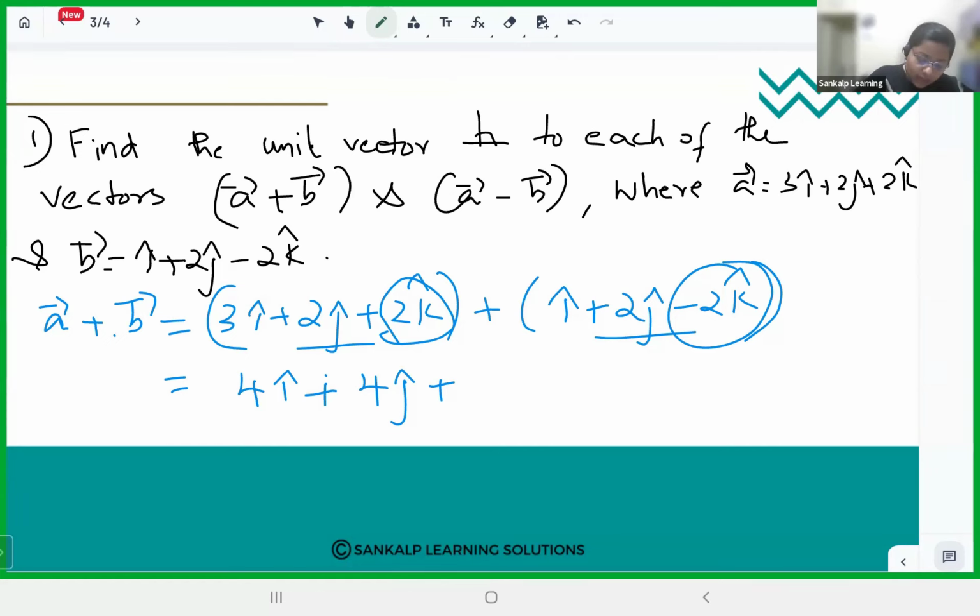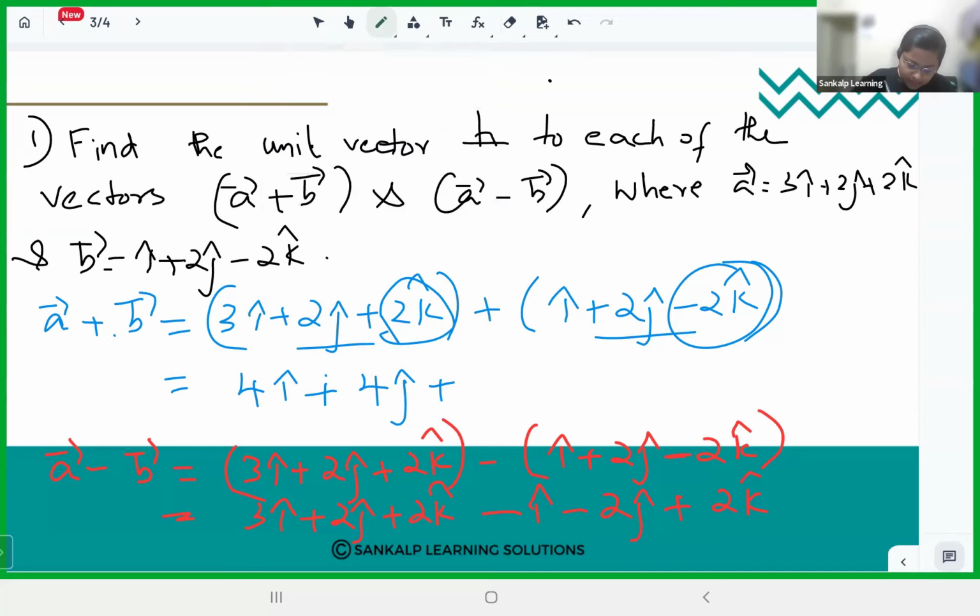Alright, now we are moving on to the next step. What is the next step? We have to find out A minus B also. What is A minus B? You have to subtract those two vectors, vector A and B, minus i plus 2j minus 2k. Since it is minus, the sign of the second vector changes, right? It is minus i minus 2j, then minus 2k will become plus 2k because you are multiplying it with a minus 1.